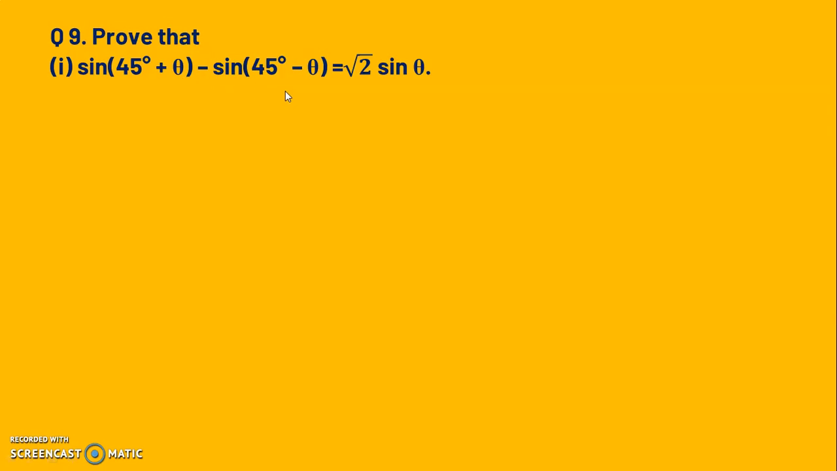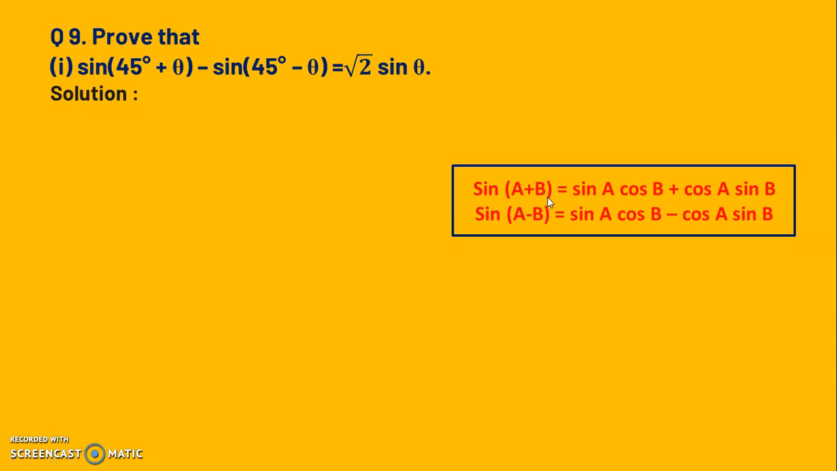Okay. So to solve this problem, first we have to know the formulas for sin(A + B) and sin(A - B). So let's see the formulas. Sin(A + B) is equal to sin A cos B plus cos A sin B, and sin(A - B) is equal to sin A cos B minus cos A sin B. These formulas I have already discussed in basic trigonometry formulas part 2, so please refer to that so that you can easily solve this problem.